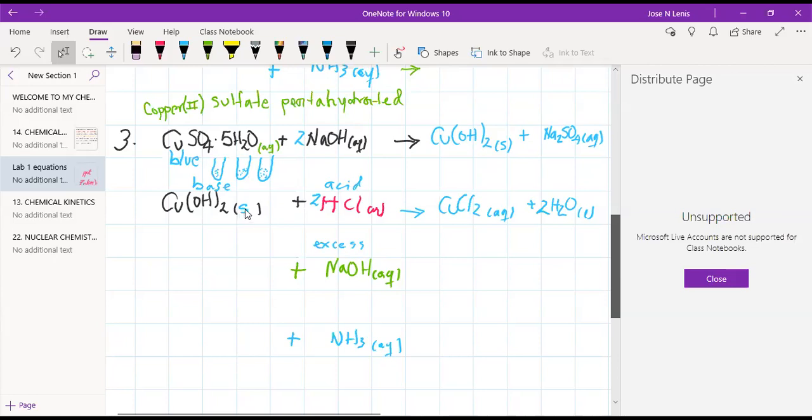And now is when we talk about excess. Let's keep adding sodium hydroxide. Did something happen? Yes. What did you notice?